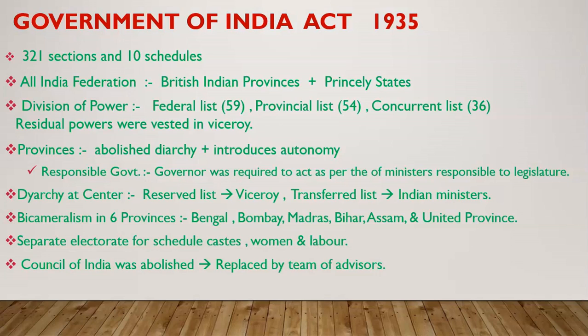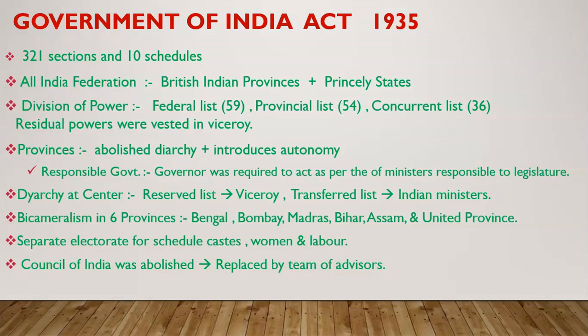Okay, so now what is federal list? So federal list contained all the subjects on which Central Legislative Council was authorized to make law. For example, defense was the subject of federal list. Okay, taxation was the subject of federal list. Now friends, provincial list had all the subjects on which the provincial legislative councils were authorized to make law. Okay, so for example, agriculture was a subject of provincial list, irrigation was a subject of provincial list.